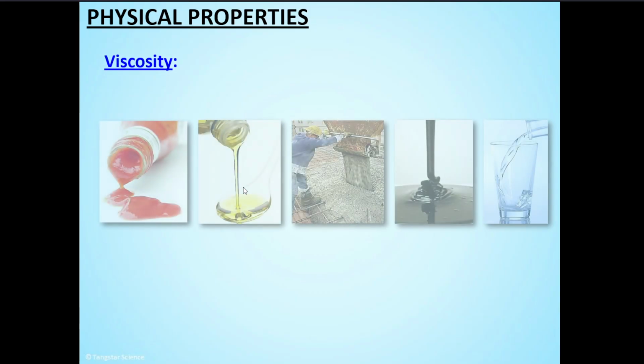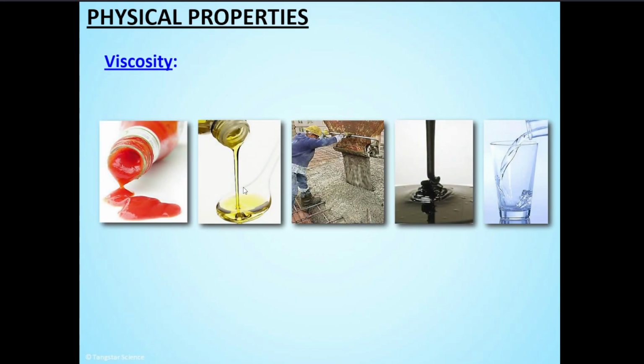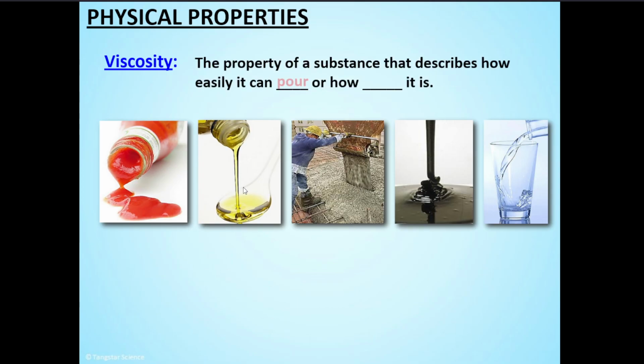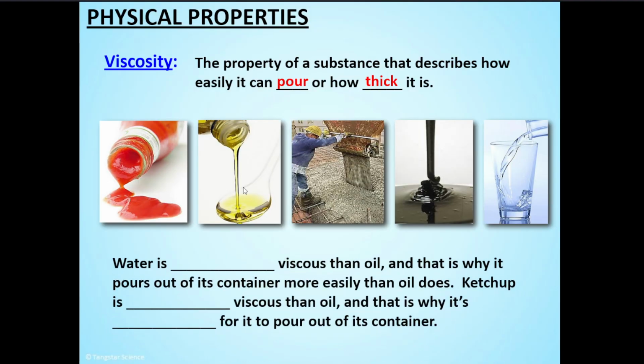All right, next one, viscosity. So this is a new one probably for most people. Viscosity describes how easily a substance can pour or how thick it is. So water is less viscous than oil, and that is why it pours out so easily compared to oil. Ketchup is more viscous than oil, though. That's why it's harder to pour out than oil. I'm sure everybody's seen where ketchup gets stuck inside the bottle.